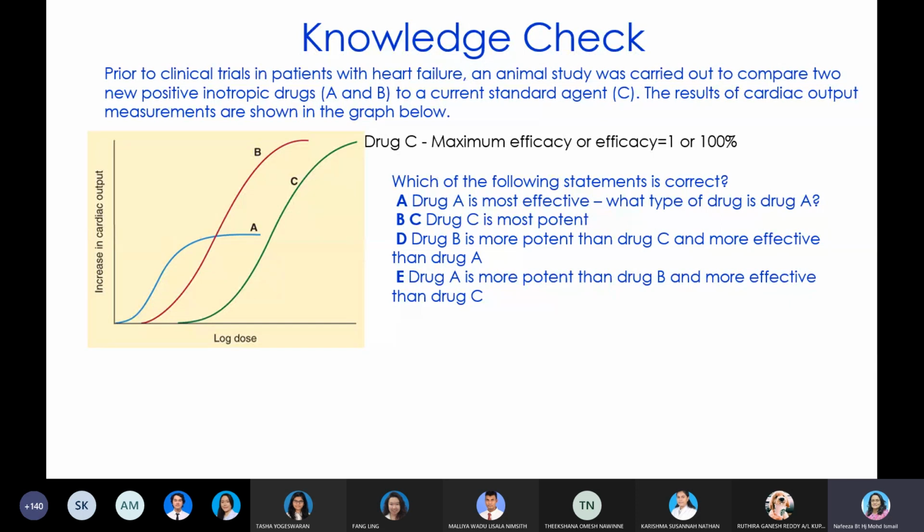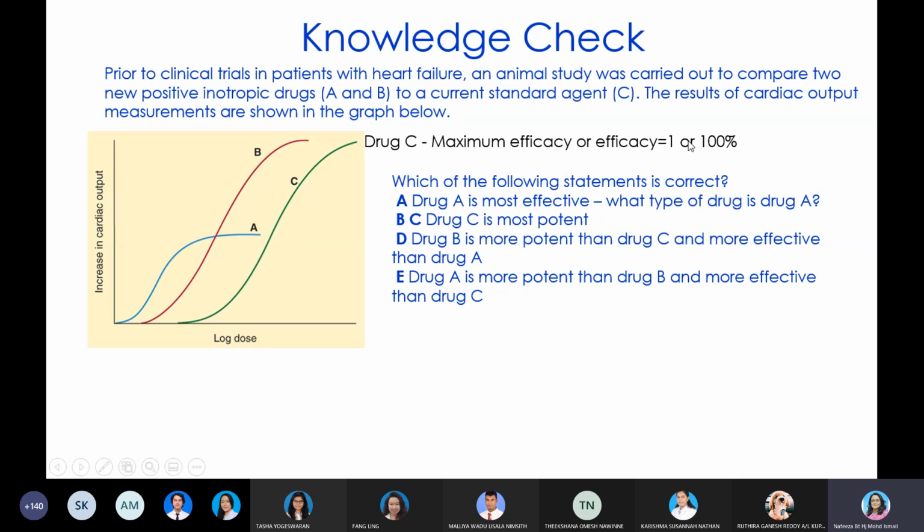Knowledge check. Prior to clinical trials, and this is true for all drug development, we have to do animal studies. An animal study was carried out to compare two new drugs, drug A and drug B, to see which is a better drug for heart failure. The current standard agent is drug C, a full agonist with maximum efficacy of 1, or 100%.